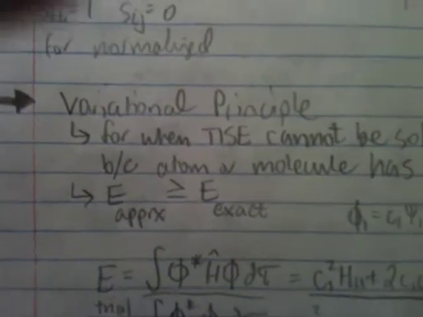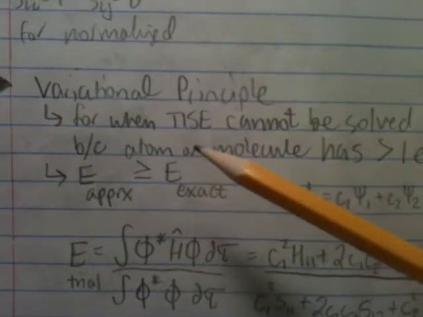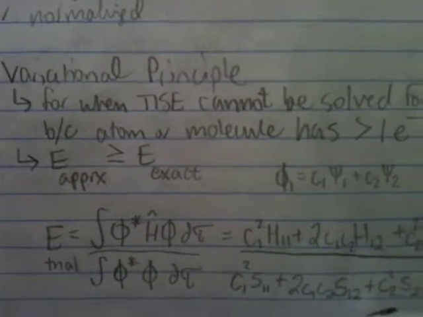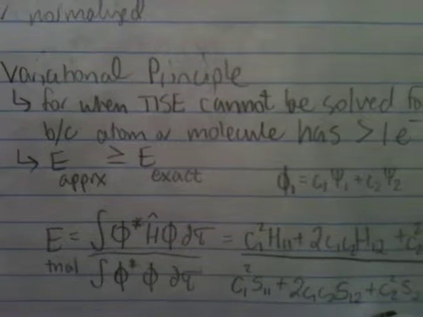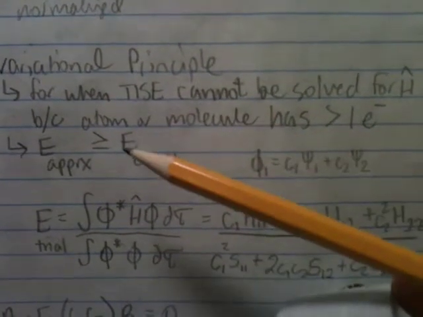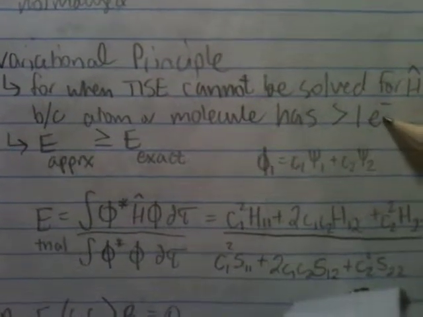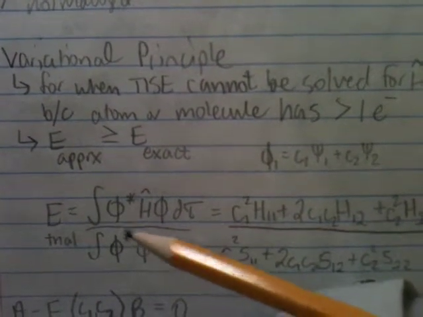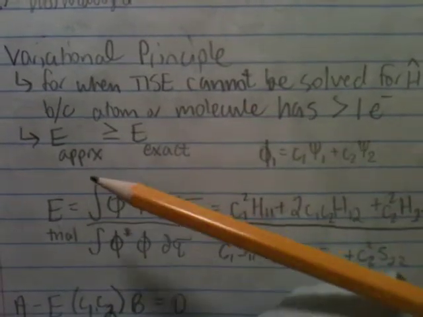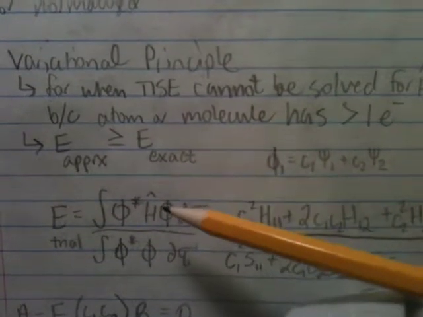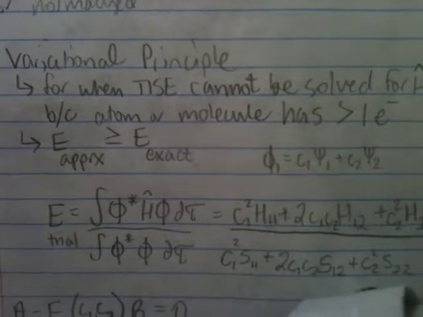Variational principle. This is fun. Amazingly enough, your time-independent Schrödinger equation won't work for everything. When you cannot solve for your Hamiltonian because the atom or molecule has more than one electron, which surprisingly happens a lot, then you have to do an approximation. The approximation energy is always going to be greater than or equal to the exact energy. The approximation cannot have a lower energy.